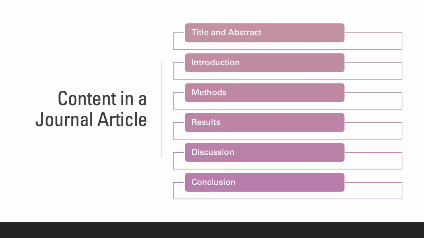Most journal articles follow a similar format. There is a title and abstract, the introduction, methods, results, discussion, and finally the conclusion. Let's review each of these sections.